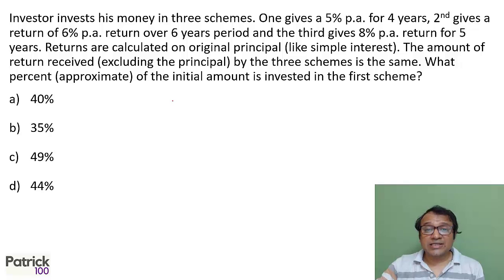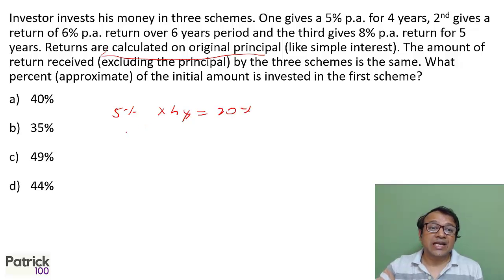An investor invests money in 3 schemes. One gives 5% per annum for 4 years. That means 5% for 4 years, so returns are calculated on the original principal, like simple interest. So 5% for 4 years gives you 20% return. Second gives you 6% over 6 years, 36%. Third gives 8% for 5 years, so they give you 40%.